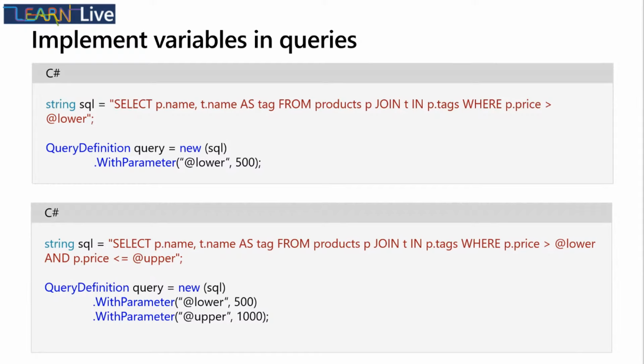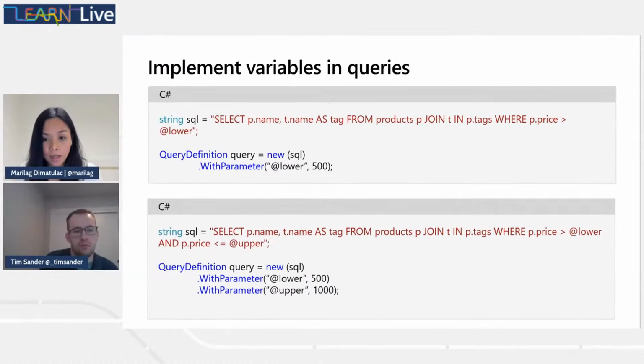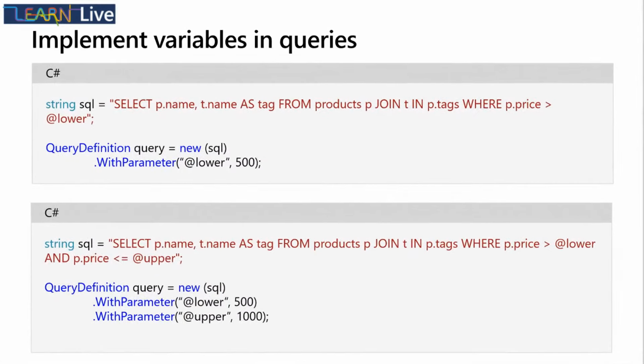And then you create an instance of your query definition with your SQL, and using the Fluent SDK, you can write that WithParameter and pass @lower and pass the value of 500 with that. The query engine knows how to evaluate your parameter against the property that you're filtering on, instead of just creating the entire string. And you can also have multiple parameters such as this one. So let's say you also have an AND with p.price is less than or equal to an upper value. You can have as many WithParameter calls as you want. That's a pretty nifty way of implementing filters in your SDK.